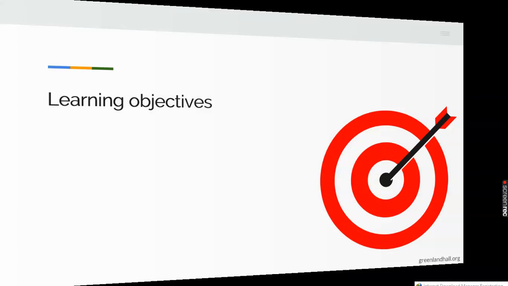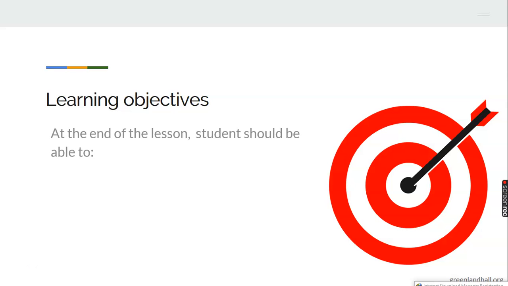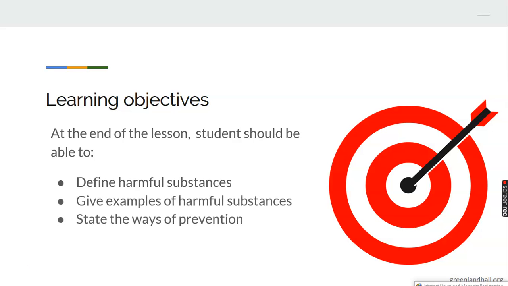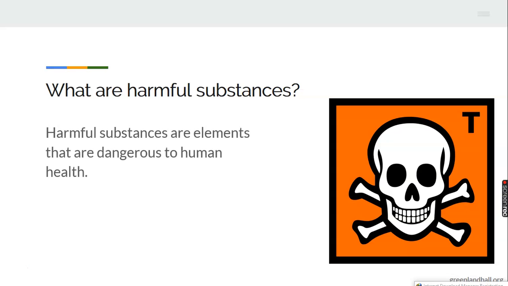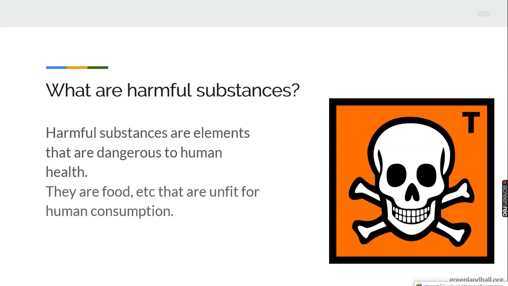Come along with me. Our learning objectives are, at the end of this class, you should be able to define harmful substances, give examples of harmful substances, state the ways of prevention. What are harmful substances? Harmful substances are elements, things that are dangerous to human health. They can be food, drug, things that we use that are not fit for human consumption or they are not good for human health.